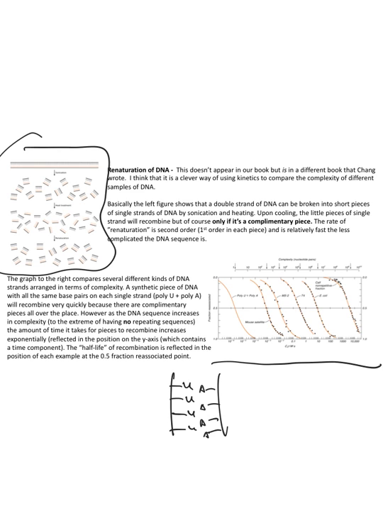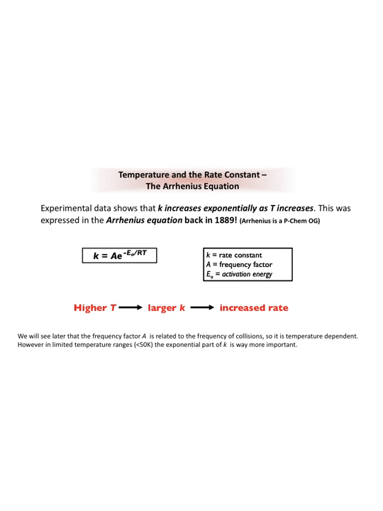Actually, I think that's an error. I think it's the x-axis that has a time component. If you look carefully, there's a little t in there. The half-life of recombination is reflected in the position of each example at the 0.5 fraction reassociation point. So your complexity, they're saying, of comparing one type to another is where you cross this middle line, kind of a half-life, if you will. So I thought that was interesting.